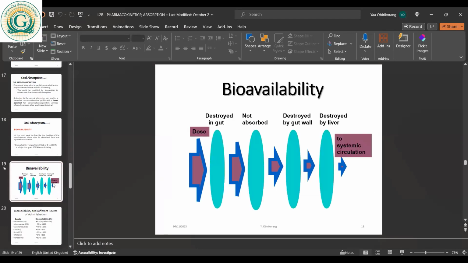I hope you can see this diagram here. Please, can you see the diagram? Hello? Can we see this diagram?